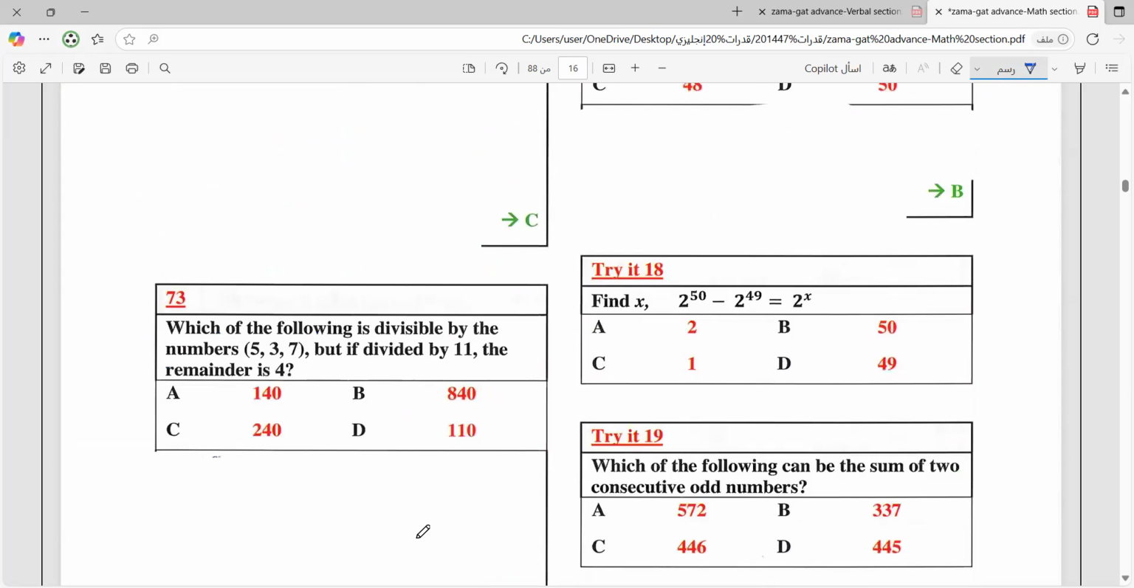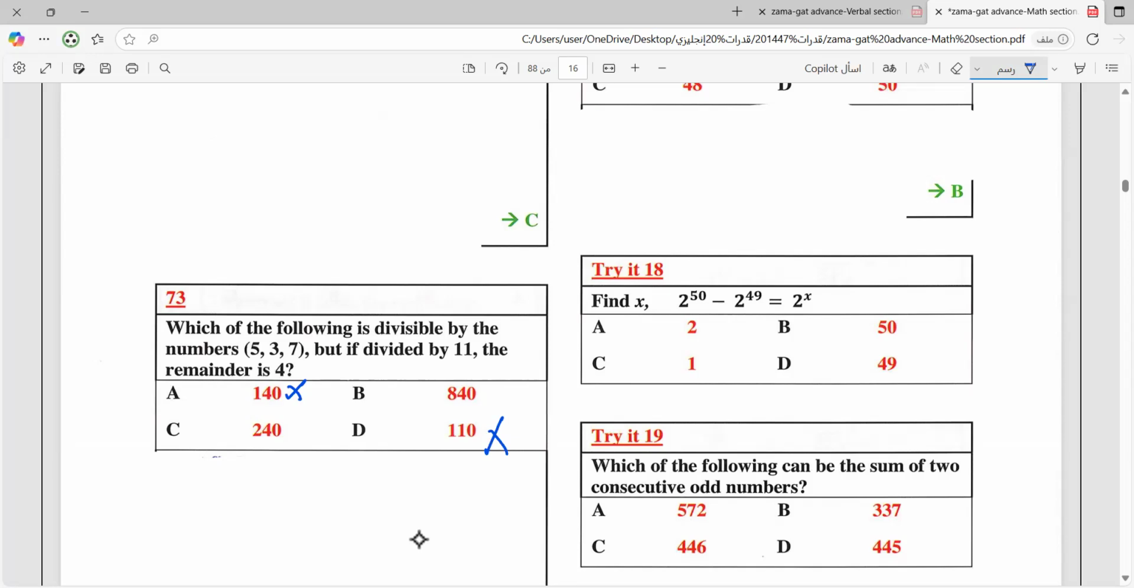Okay, 73. Which of the following is divisible by 5, 3, and 7? But if we divide it by 11, the remainder is 4. All of them are divisible by 5. Remaining is 3, so we add the digits. 1 plus 5 is 5. So this is not divisible. 2 plus 4 is 6. 8 plus 4 is 12. 1 plus 1 is 2. So this is not divisible.